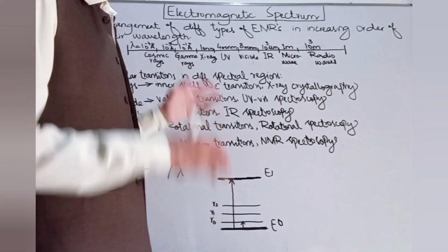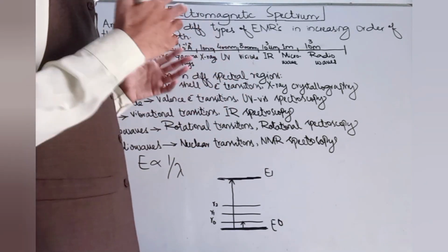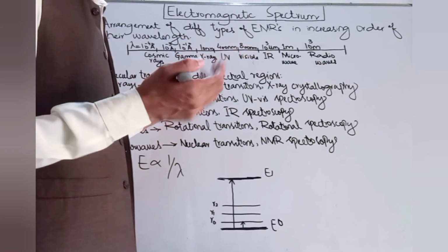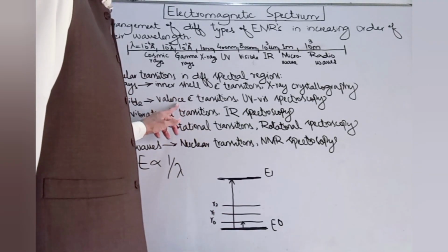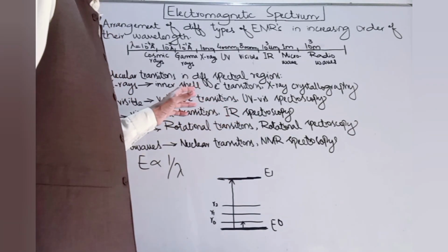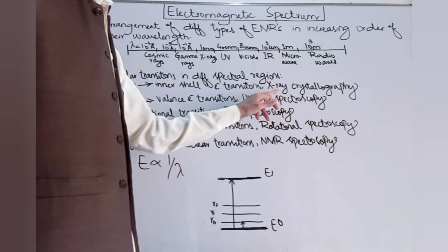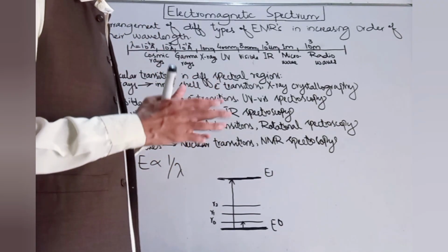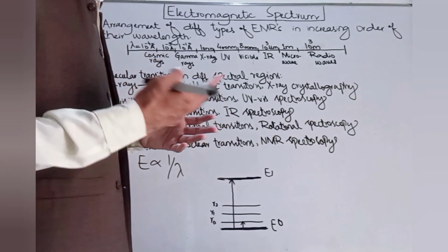transitions occur. Because the inner shell electrons are very strongly bound, a very high amount of energy is required to cause their transition, for example transitions of electrons from the K shell. So absorption in the X-ray region causes the inner shell electronic transition, and the type of spectroscopy studied under these transitions is known as X-ray crystallography. Basically, it's not much studied in organic chemistry because this field is concerned with the structural elucidation of the crystals of different types of salts or other solids.